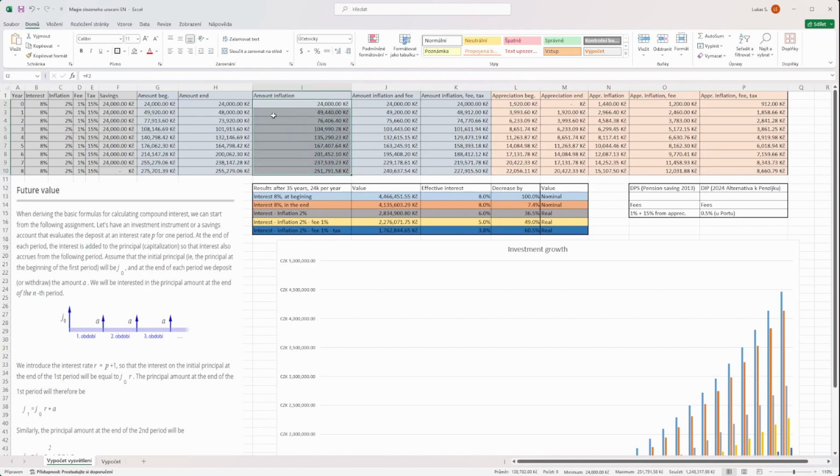So if there is inflation, then we can't use the so-called nominal interest rate, which is this 8%, but we have to use something which is called real interest rate, and that's interest rate minus inflation. So in this case it would be 6%. So we will see what the inflation will do to our investment. Then we will add into inflation also fee, and again we will discuss the impact. And then finally we will also add into inflation and fee tax from appreciation.